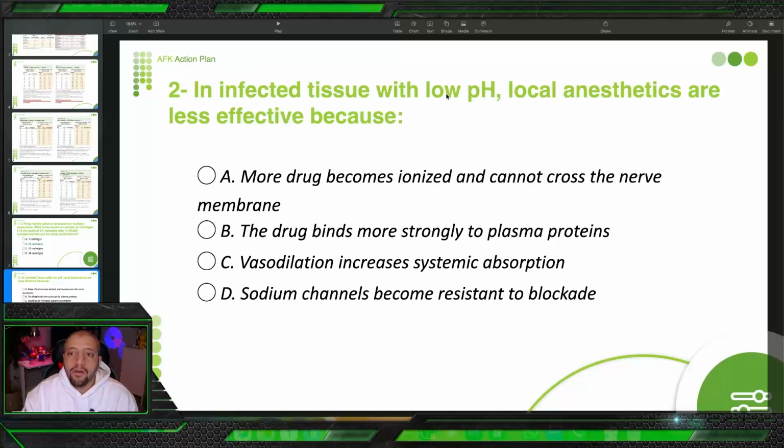Next question. In infected tissue with low pH, local anesthetics are less effective because, why? So he's stating a fact here: when you give freezing LA in an acidic medium, where the patient has inflammation in this area, it's not working, it's less effective. Why? More drug becomes ionized and cannot cross the nerve membrane. The drug binds more strongly to the plasma protein. Vasodilation increases systemic absorption. Sodium channel becomes resistant to blockage.